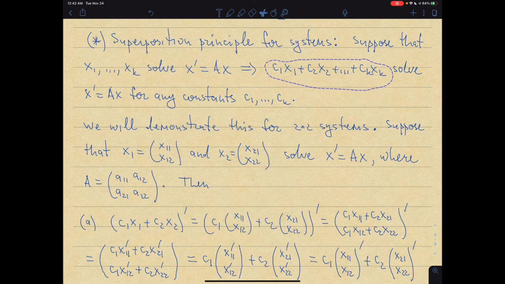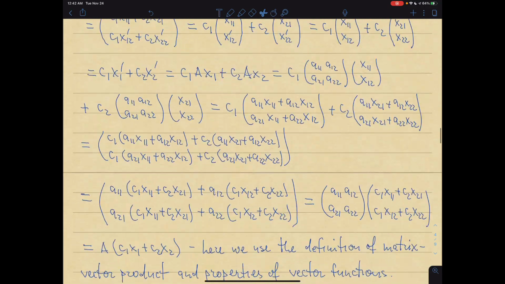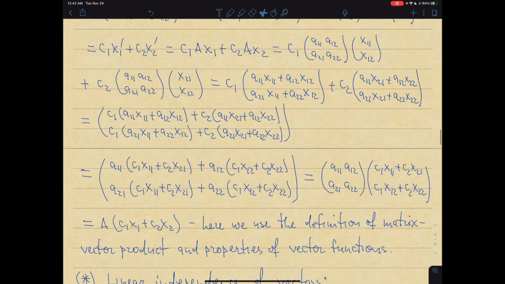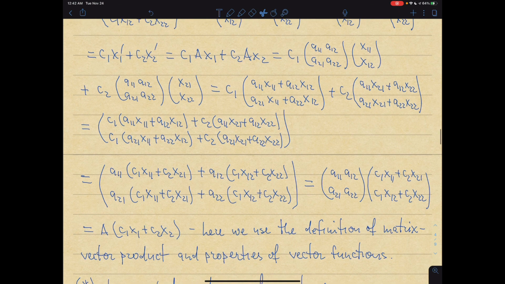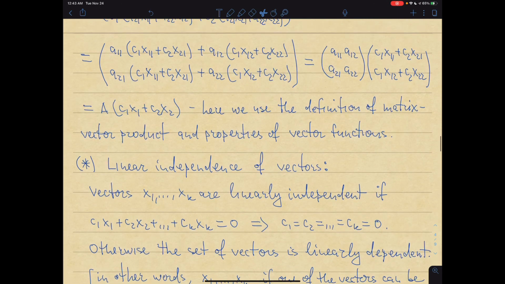I have shown this here for 2x2 systems. I'm going to skip talking about it. I will just encourage you to look at this proof. It's not actually a proof, it's a verification that in the case of 2x2 systems, the superposition principle holds. And you can make exactly the same argument for systems of a larger size. Okay, so the superposition principle is true.